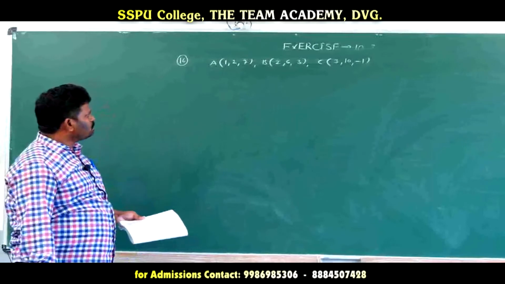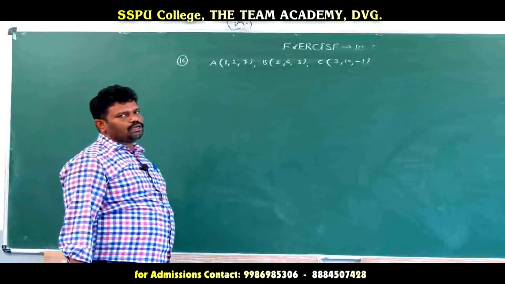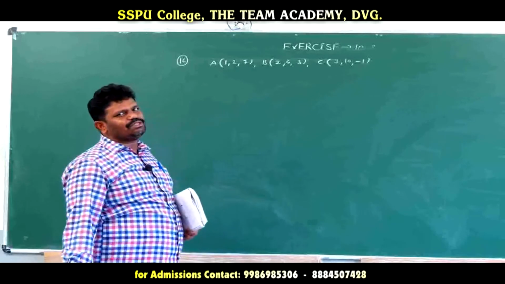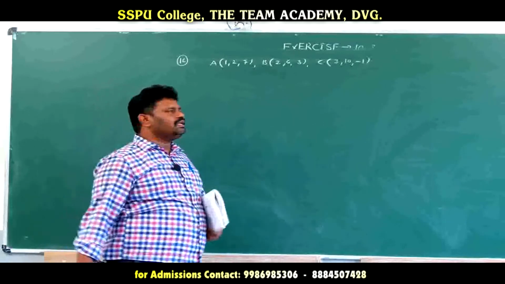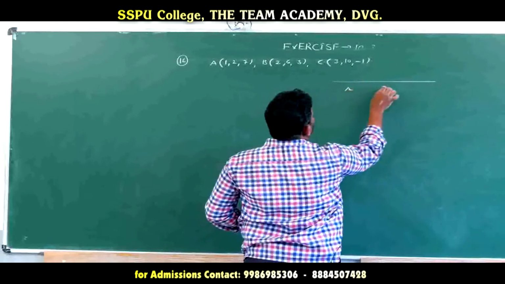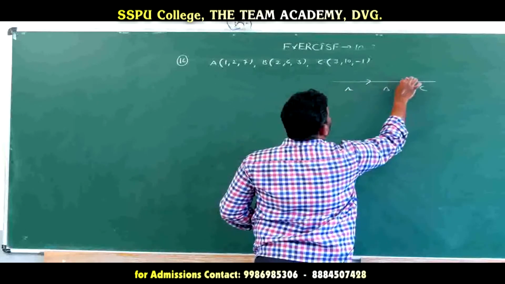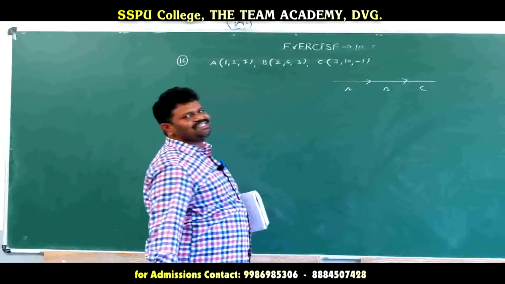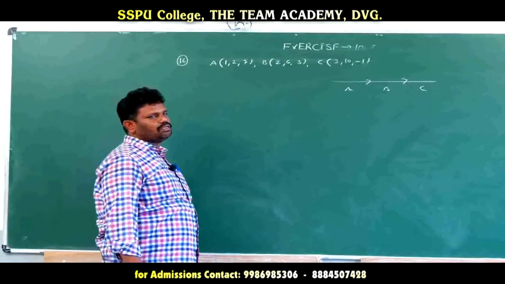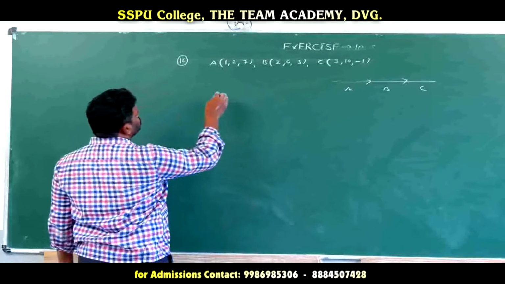The 16th question: the 3 points are given, show that they are collinear, using the vector method. Collinear can be shown by many methods. If we take A, B, C in the same direction, these 3 vectors lie on the same line, connected with the same line, so they are said to be collinear vectors. First we find the position vectors.